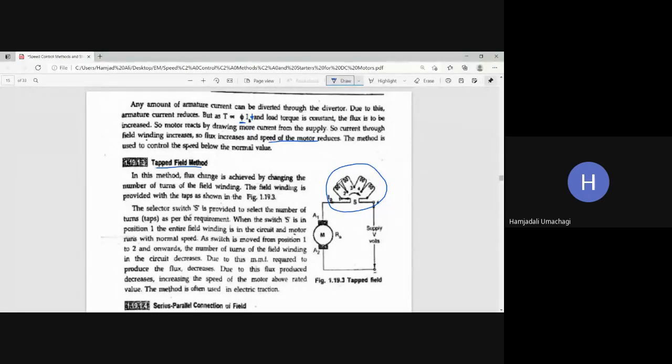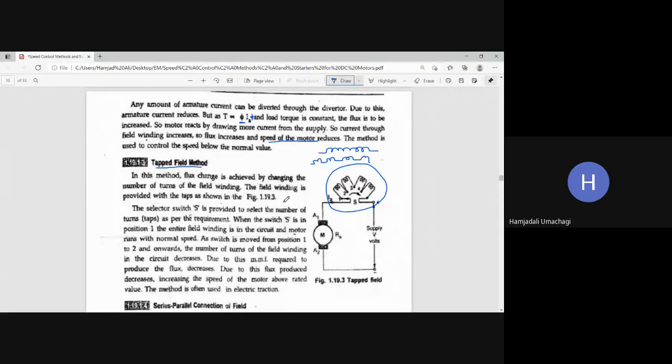But what is the configuration of this winding? Is it a continuous winding, like how we draw in this way? No, sir. Is it in this way? No, sir. Or is it in this way? Second type, yes or no? Second one. So as the name says, tapped field.